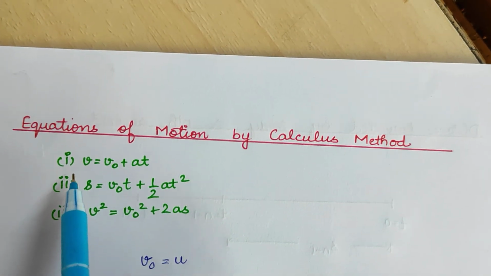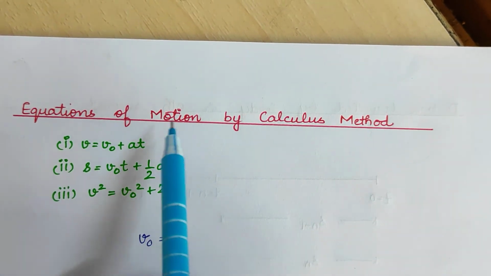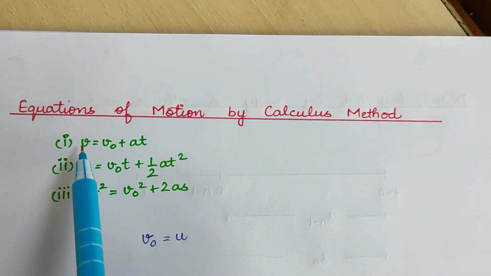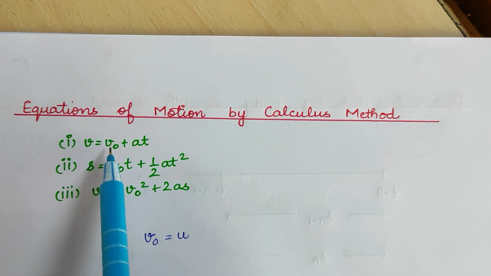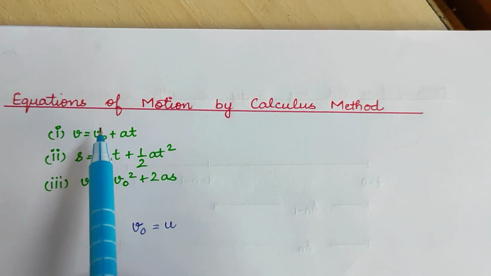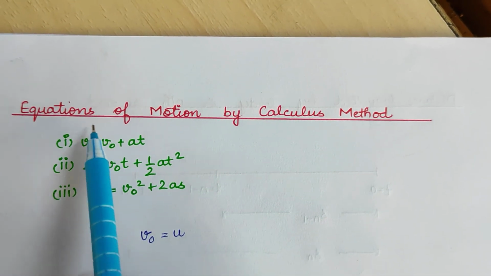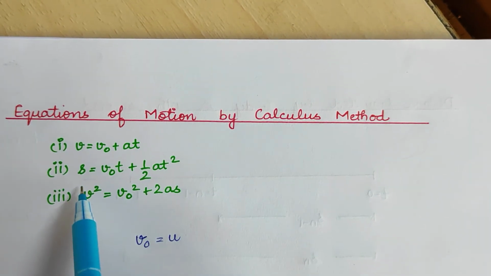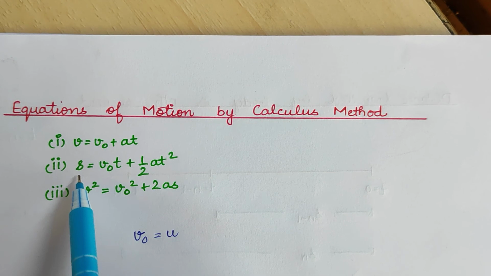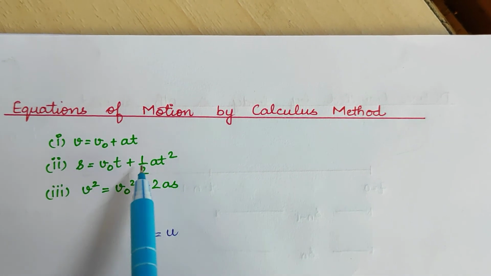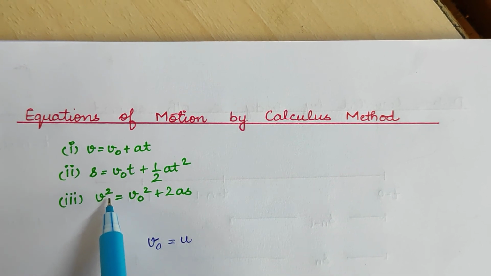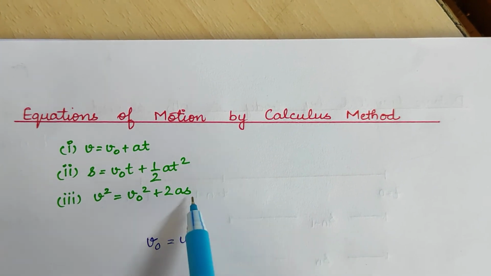Students, in the previous session we found the three equations of motion. The first equation of motion is v equals v naught plus at, where v naught is the initial velocity, v is the final velocity, a is the acceleration and t is the time. S is the distance, and the second equation of motion is s equals v naught t plus half at square.